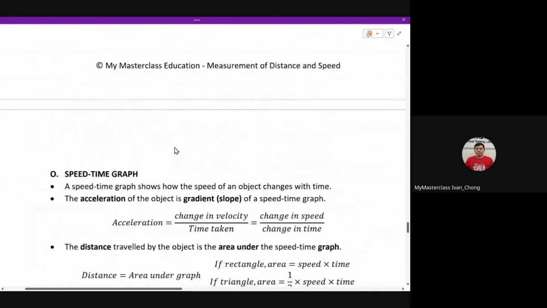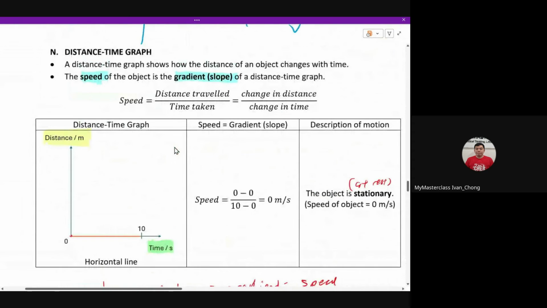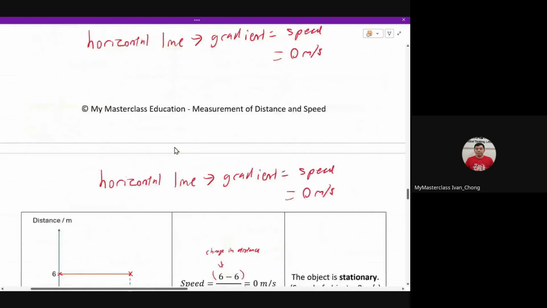So similarly, just now what we actually covered was a distance time graph. That distance time graph describes how, as time increases, how would my distance change? How would my speed change? How does my object move? That's what he was describing.